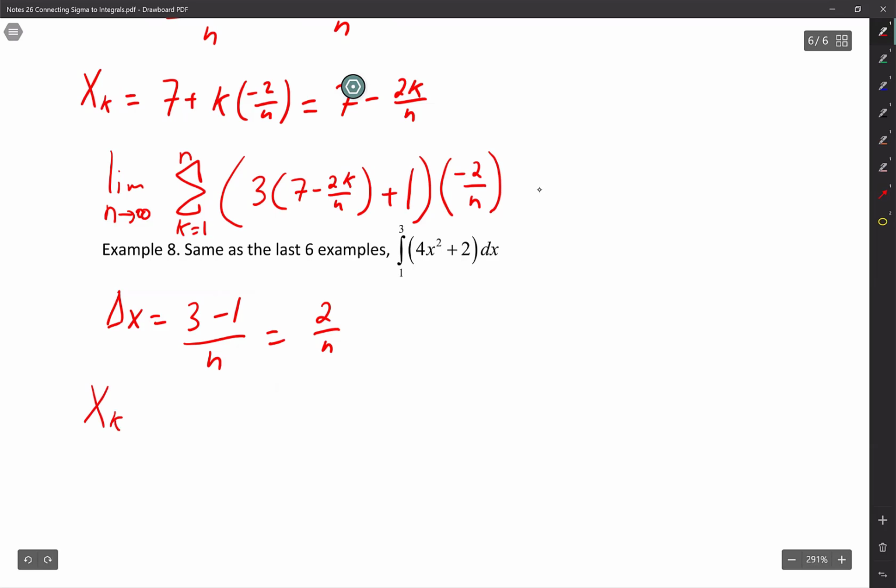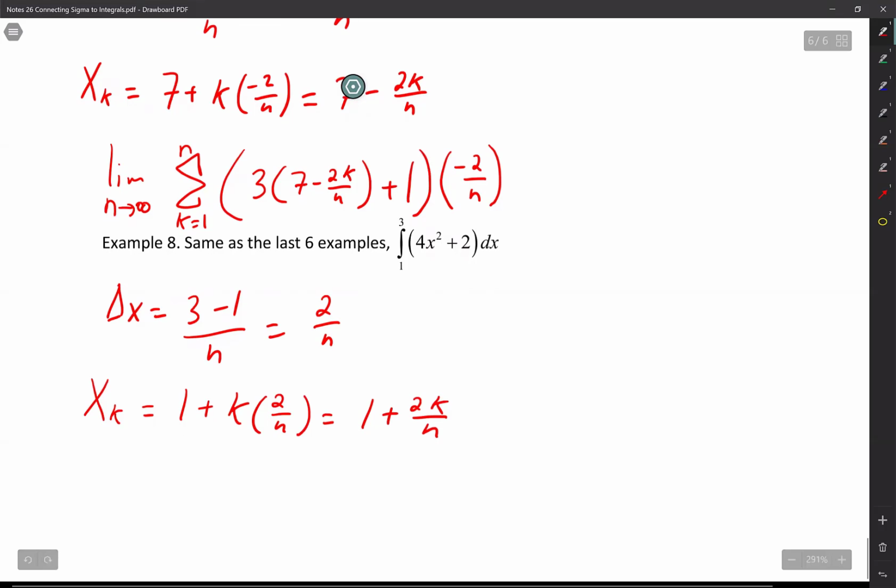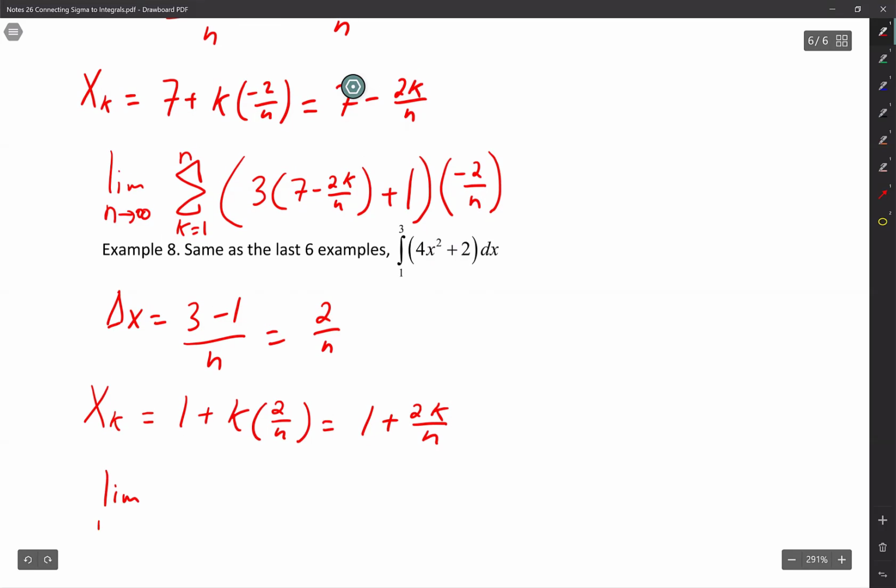The x value of the kth rectangle is 1 plus k times your delta x, so 1 plus 2k over n. Here we go. Limit as n approaches infinity. Sum them up, start at 1 all the way to n. 4, I guess open up a giant parenthesis first. 4, little parenthesis, and then type your x of k, 1 plus 2k over n. Close that little guy. Plus 2. Close the big one.